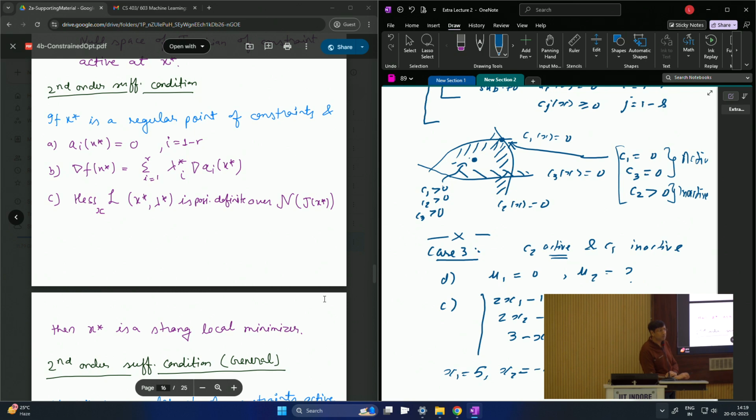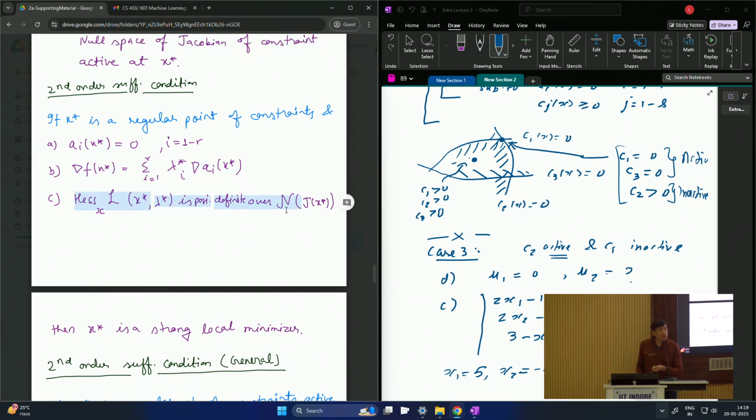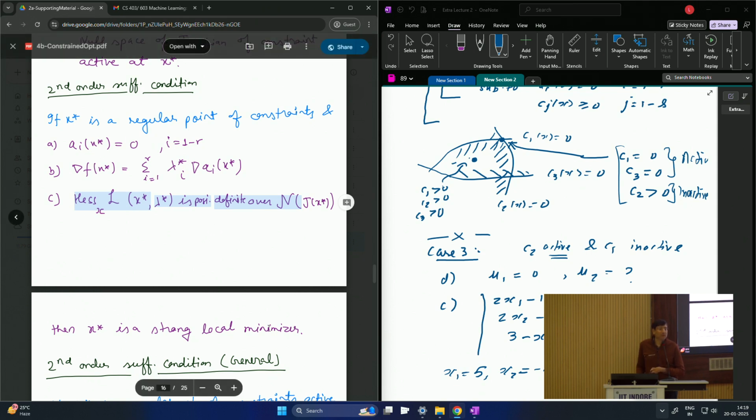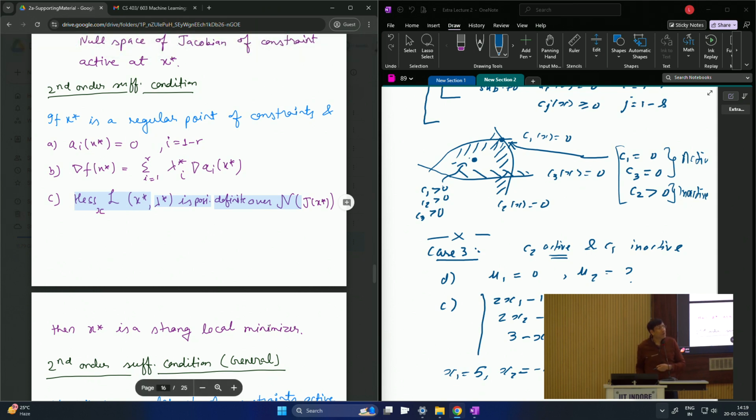Everybody with me? Okay. So let's look at the condition. It says if x star is a regular point of the constraints, this is equal to 0 and this is equal to 0, and there's something else which I'm going to tell you what it means, then x star is a strong local minimizer. So what happened? You got one more condition and you were able to bring sufficiency. Why sufficiency? Because it's going the other direction. If this is true, then it is definitely a minimizer.